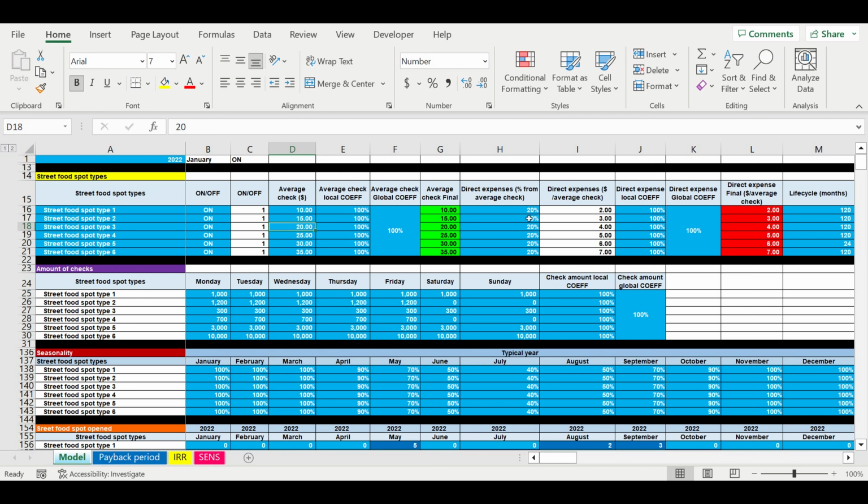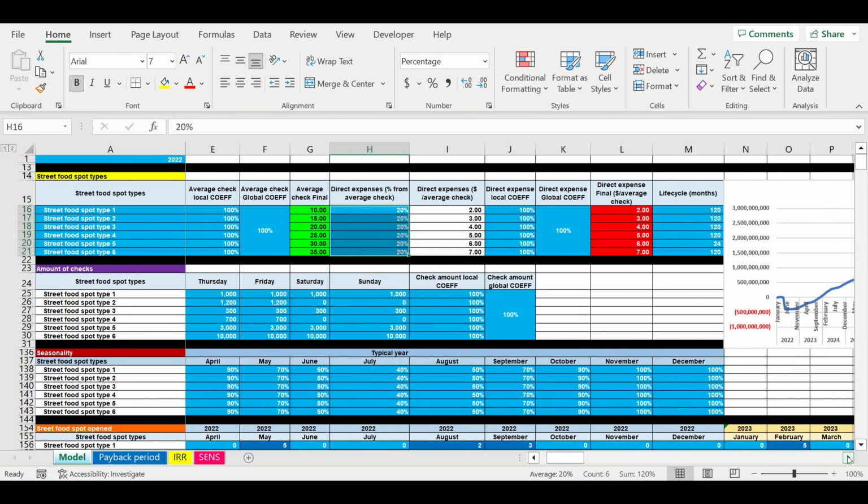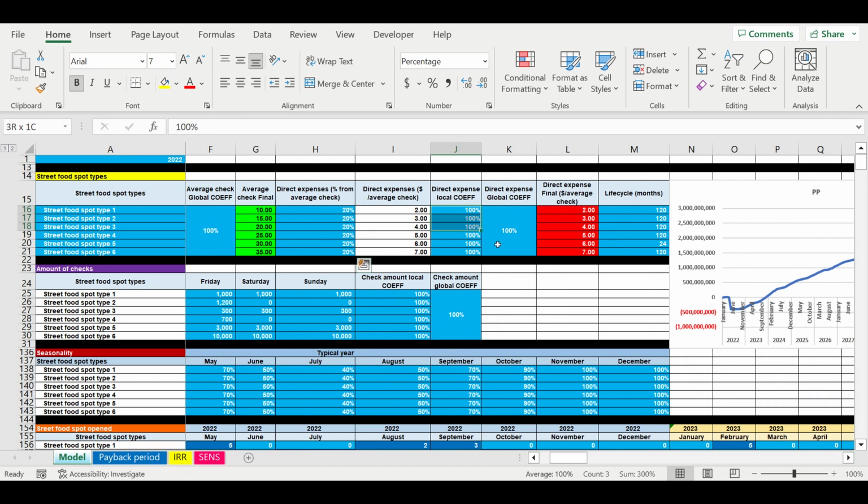Then we specify the level of direct expenses inside the average check. We also have coefficients for direct expenses. This is a global coefficient that increases the level of direct expenses for the whole bunch of types.